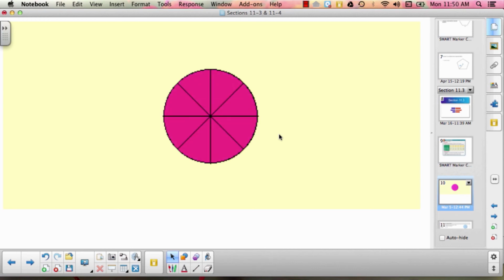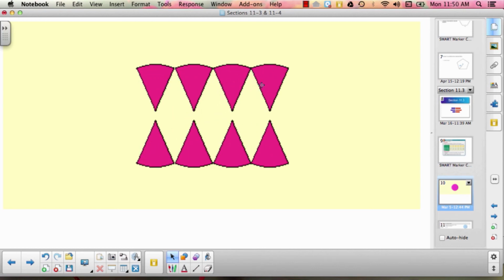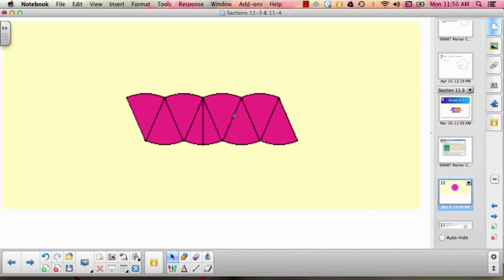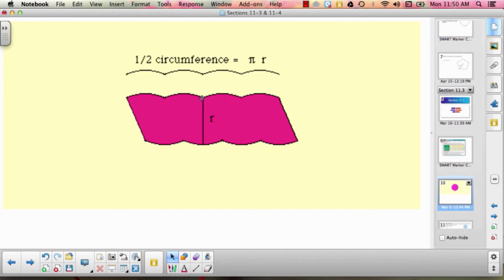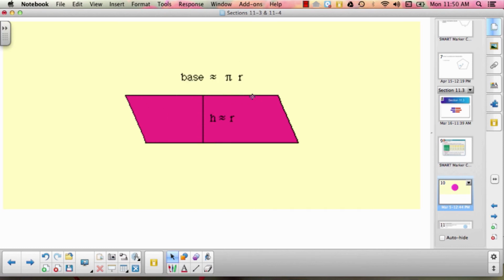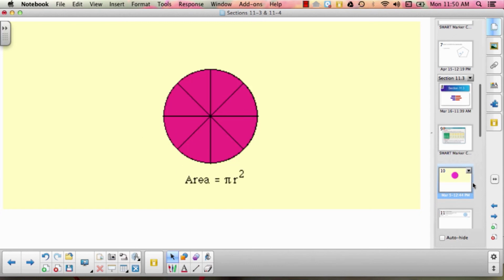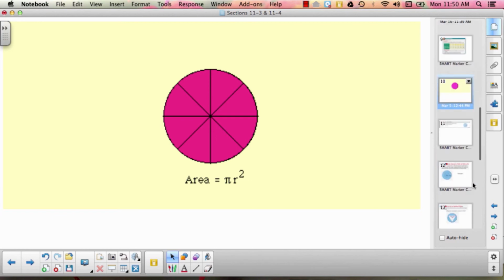Another demonstration about the area of a circle that we're going to do right here. If I take the circle and cut it into equal sectors like this, and I move them around and put them together, I get a shape that's like a parallelogram, where the height is the radius and the base is half the circumference. So if I multiply base times height, I get pi r squared. This is the area formula for a circle.